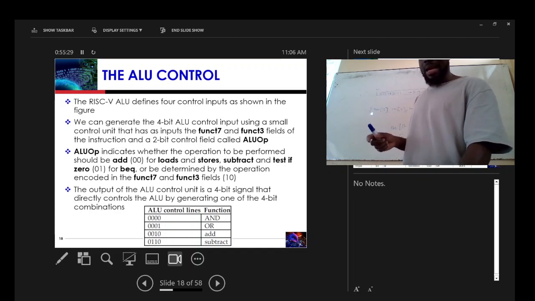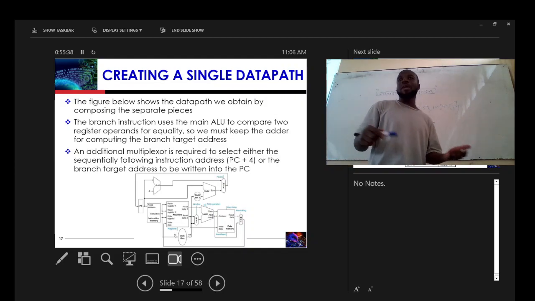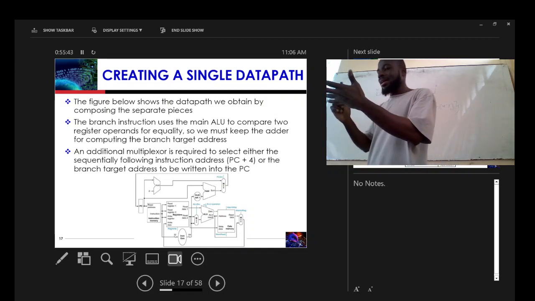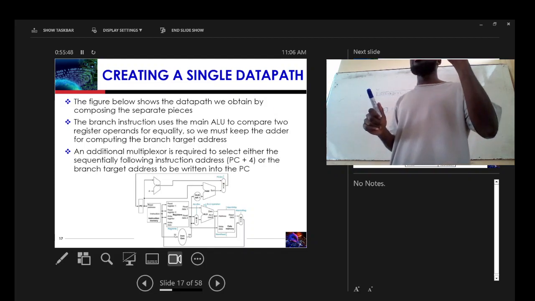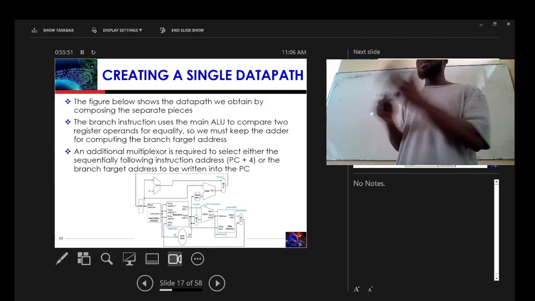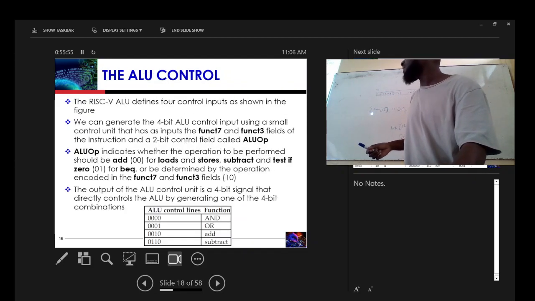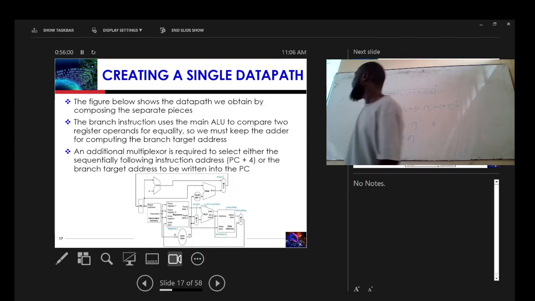Now the next one is for the ALU control. It is very important. So how do we generate this ALU control here? You know that we have to choose which operation we are doing, whether it's AND, OR, add or sub. We are doing 4 operations with the ALU, so we need to be able to choose which one we are doing. And then we use the ALU control line. As you can see here, it's just 4 bits.